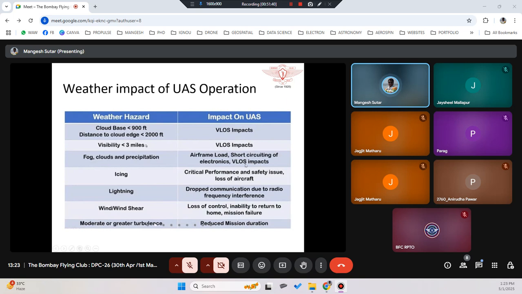Again, weather impact will happen when sometimes icing happens. In a colder area, like if you're flying a drone in northern states like Delhi, Simla, Kashmir, Punjab, Haryana, those locations, a lot of times you will see icing happening on the frame of the drone or on the aircraft also. This causes critical performance and safety issues, and loss of aircraft. A lot of times even civil airlines have accidents because of icing. You can search on YouTube for aircraft crashes due to icing. You will get plenty of evidence of that.